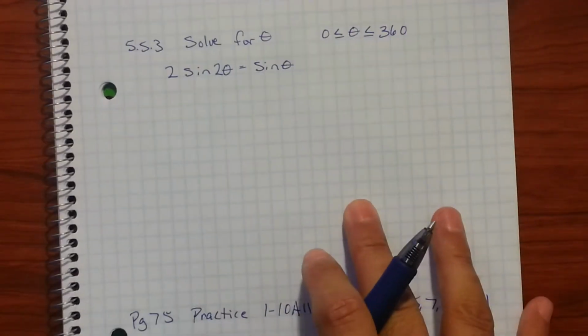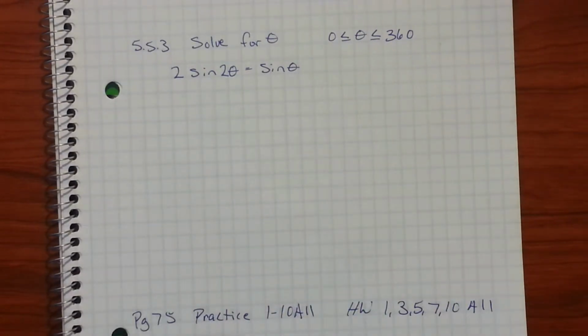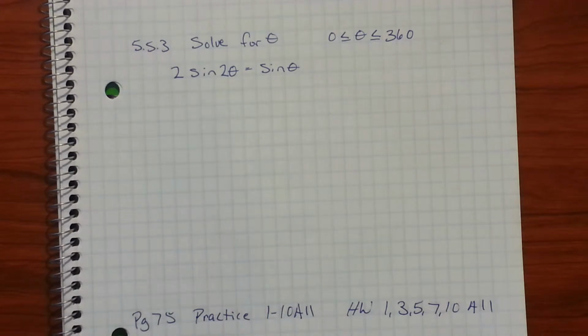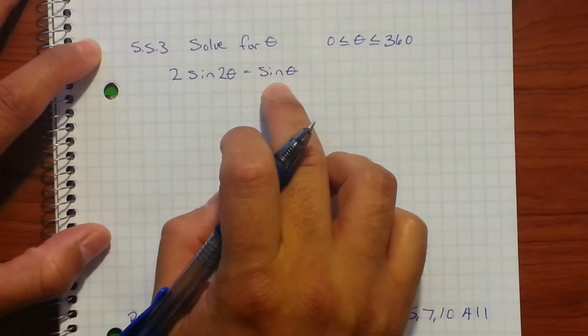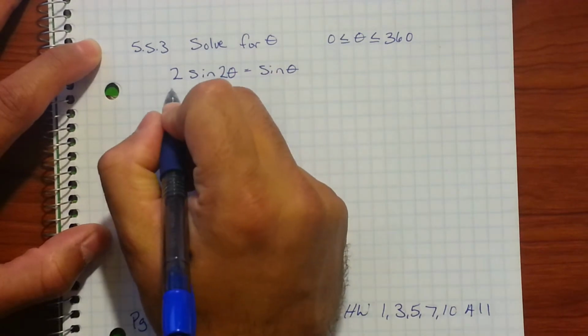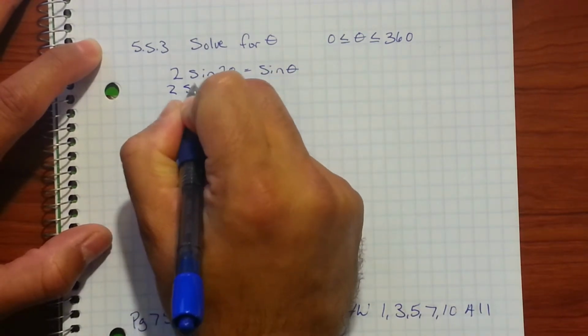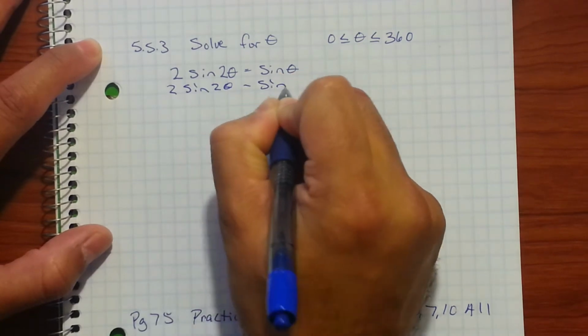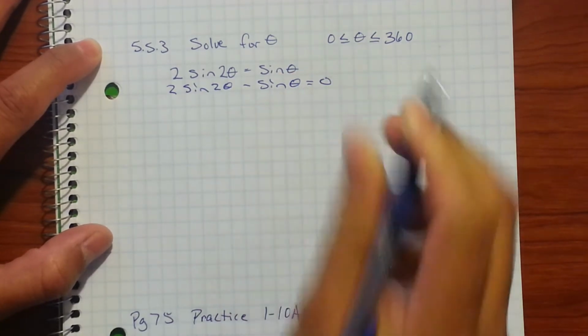Alright, let's take a look at 5.5.3. We're going to solve for angle theta. Theta is going to be between 0 and 360, so that means it's going to be in degrees. Okay, let's start by factoring this thing. So I'm going to move this over here and set it equal to 0, so I'm going to get 2 sine 2 theta minus sine theta equals 0.